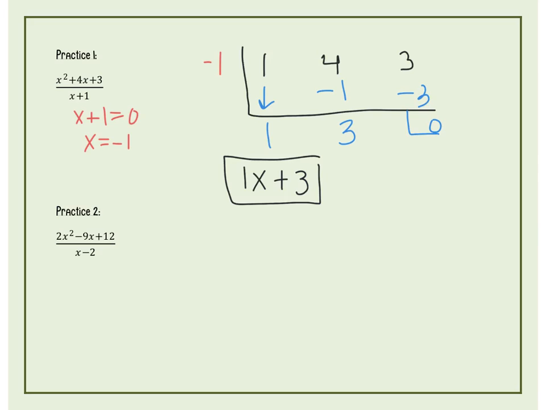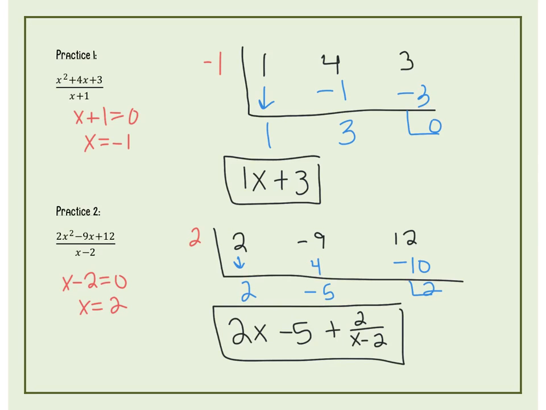Check your work and see if you got it right. We started with our coefficients on the top. I had to set my denominator equal to 0. I got a 2 to put on the outside. Remember, you always bring down the first term, multiply with the term on the outside. Add these together, multiply with the term on the outside. Add these together, and your last answer is always your remainder. And at the end, we wrote our remainder over our denominator.